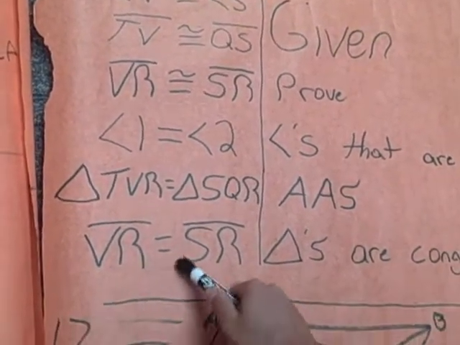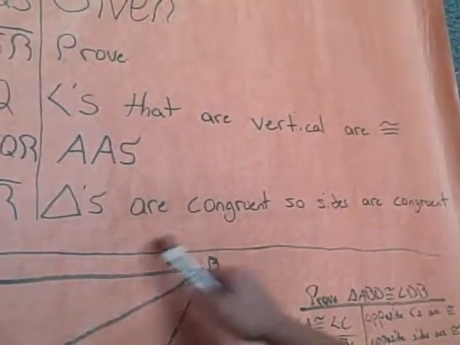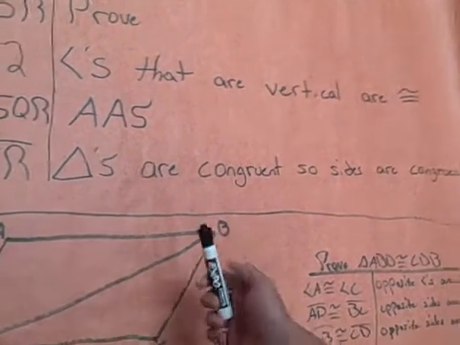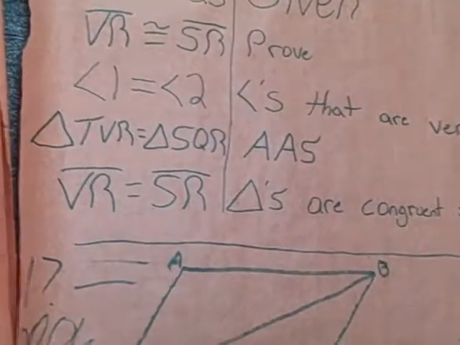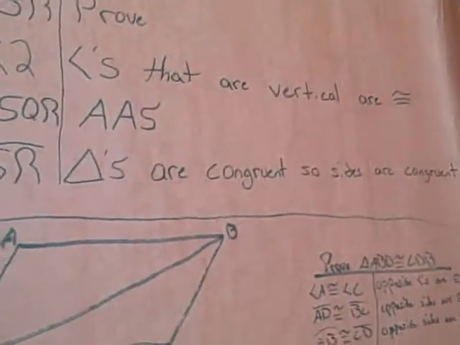And then right there, properties, well, that's just that. And then its angles are congruent, so sides are congruent. That's what it is. Yeah, what Burns said.